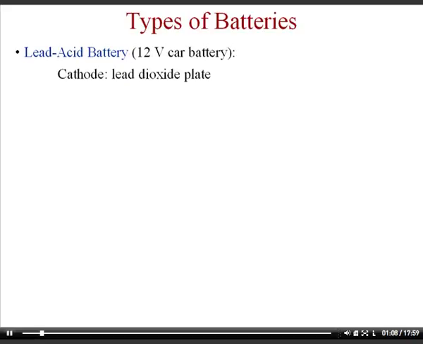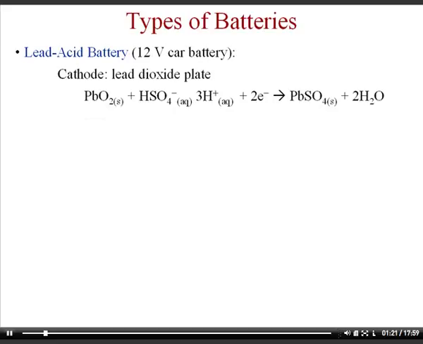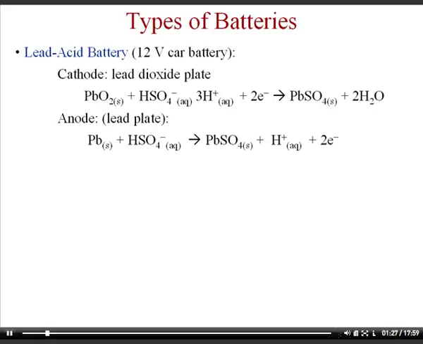At the cathode there's lead dioxide, and here's the reaction. Now my students don't have to know this reaction, but I would expect them to be able to label the oxidation numbers and to figure out how many electrons are gained. At the anode there's a lead plate. Now in the cathode reaction you have lead dioxide turning into lead sulfate, and then at the anode you have the pure element lead turning into lead sulfate. So each reaction produces lead sulfate.